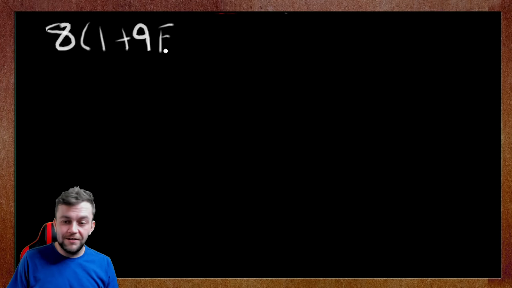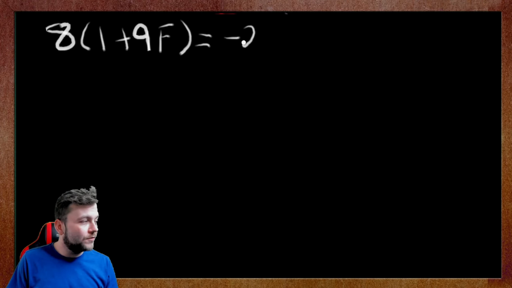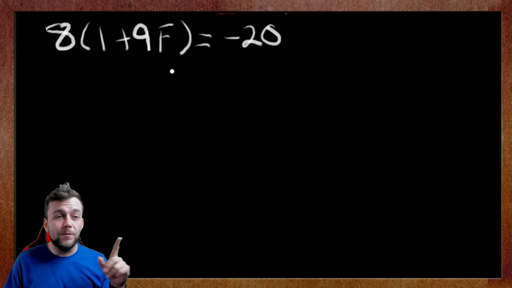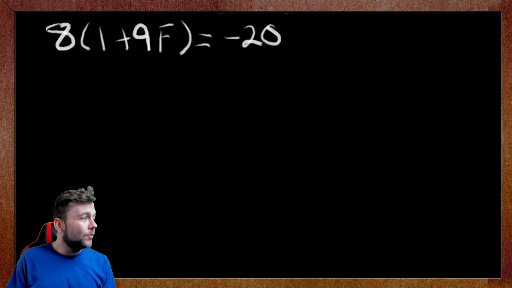Okay, there. Here's my example problems. It's you guys. So, we have, that is nasty looking. I want my brush. Okay. Our problem is 8 times (1 plus 9f) equals negative 20. Now, just like the other problems, you notice our parentheses, right? We must distribute through the parentheses.